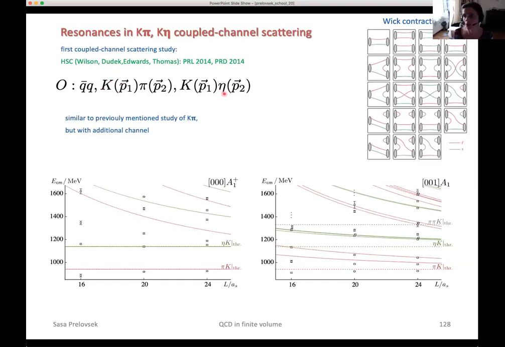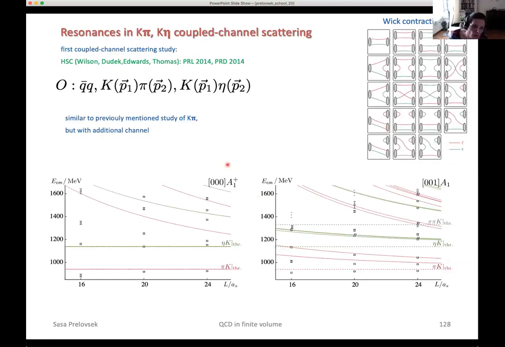And eta is not easy, to be honest, because eta is itself... it's not easy. Okay, so you would calculate the weak contractions. The light would be red, the strange would be blue. You calculate the weak contractions, you get the correlators, you extract the eigenenergies for several volumes in several total momenta.